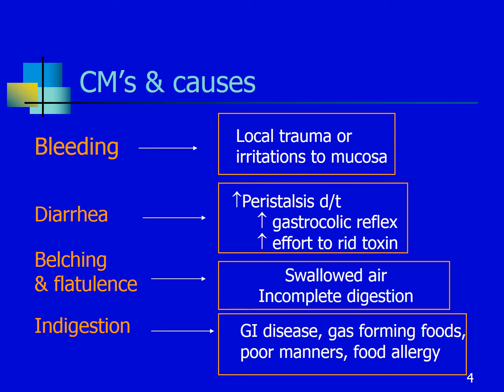Also, they may bleed, and this bleeding is usually due to local trauma or irritation to the mucosa. Diarrhea due to the increased peristalsis, right? Or they belch or have flatulence because of the air that they swallow. Or incomplete digestion, or they experience indigestion because of the GI disease, gas-forming foods, poor eating habits, or allergens to food.